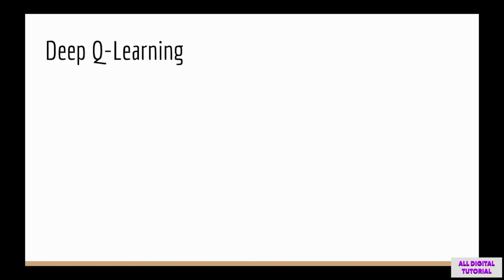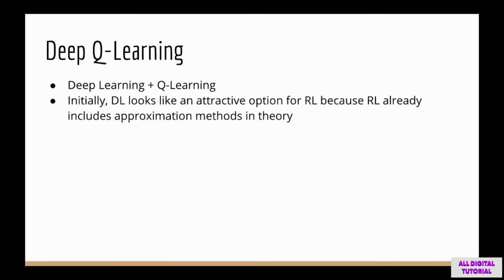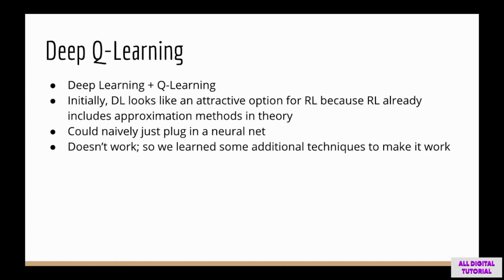Lastly, we looked at deep Q learning. Deep Q learning is just the combination of deep learning with reinforcement learning. Initially, deep learning looks like a pretty attractive option in reinforcement learning because we already have the theory behind approximation methods, and neural networks are function approximators. So a naive approach would be to just plug in a neural network. Of course, this doesn't work, so we learned about new techniques to make it work. In particular, we looked at experience replay using a target network and combining previous data into the current state in order to model motion.